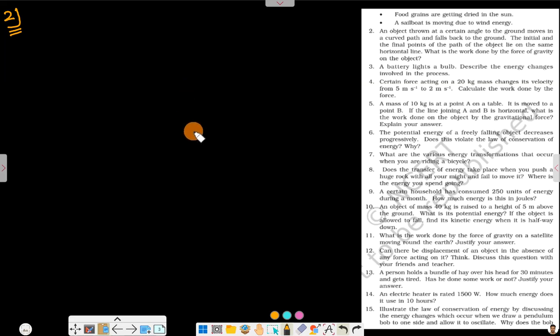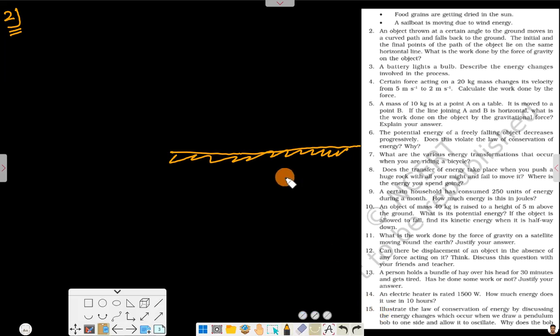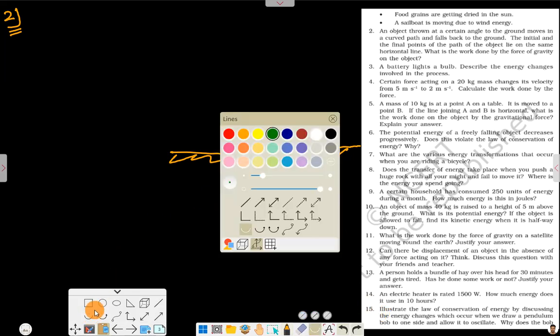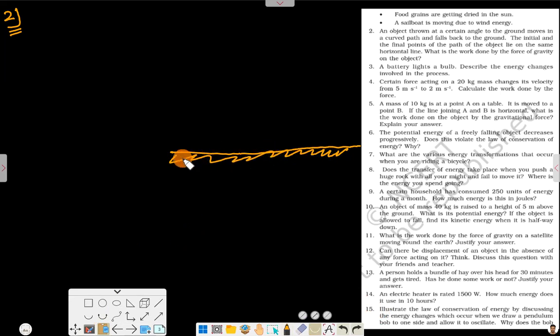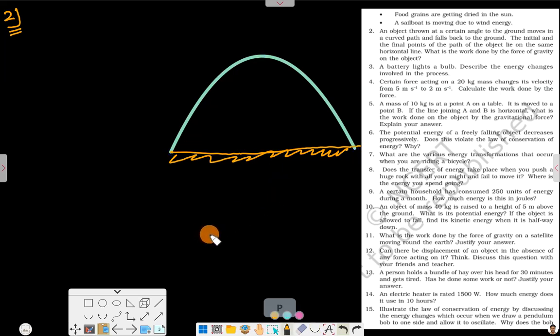So here it is mentioned that, suppose this is the ground. Let me draw its path. The object moved like something like this. It is mentioned that it was thrown at a certain angle, so suppose the angle is theta. It was thrown with angle theta from the ground.